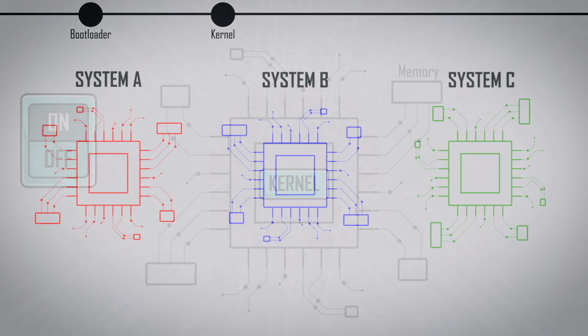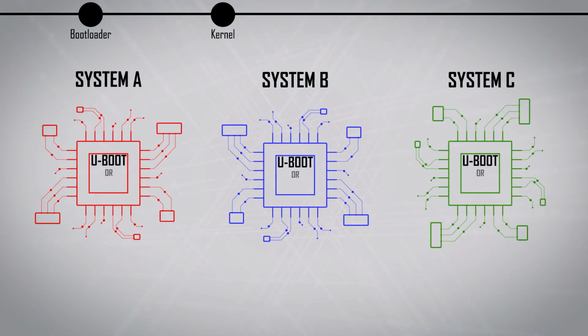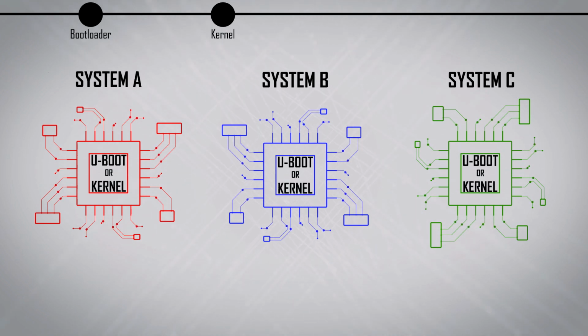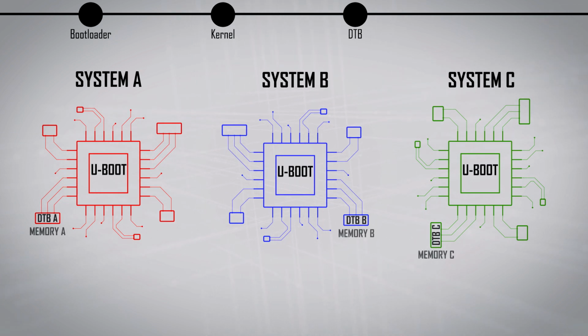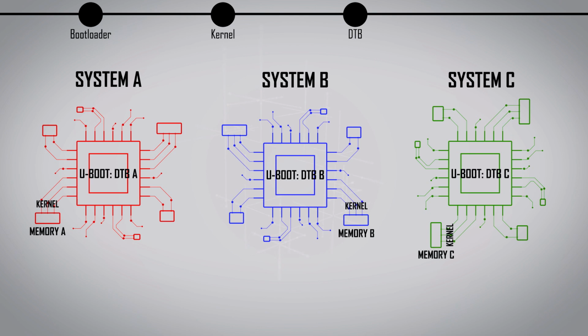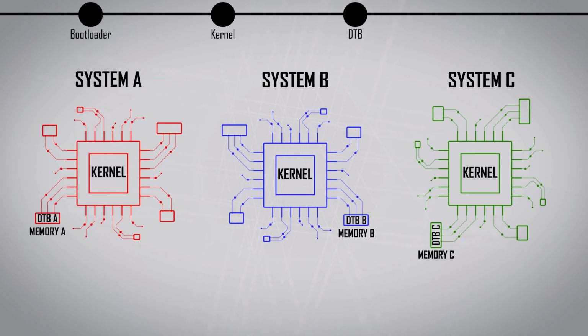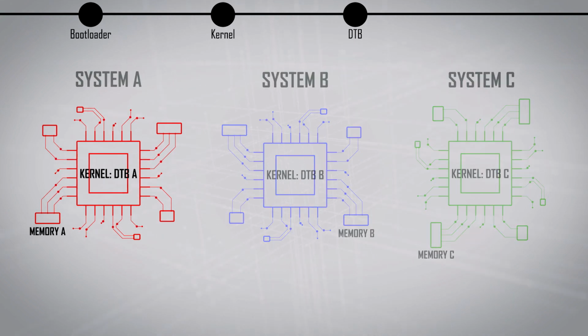Now you might think that with so many different embedded systems out there, how is it possible for a generic bootloader like U-Boot or the Linux kernel to know how to set up and configure the hardware for all of them? That's where the device tree blob comes in. The DTB is a configuration file that configures the bootloader and kernel for the specific embedded system that these bare metal programs are running on. So essentially, you would have a different DTB file per embedded system you wanted to target.